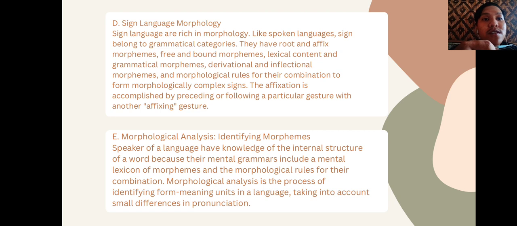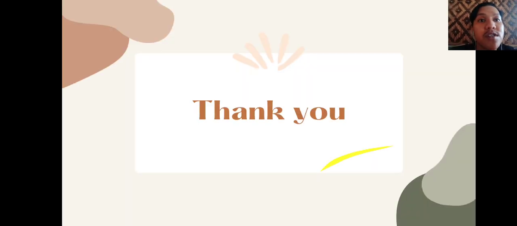Morphological analysis: identifying morphemes. Speakers of a language have knowledge of the internal structure of words because their mental grammars include a mental lexicon of morphemes and their morphological rules of word combination. Morphological analysis is the process of identifying the meaning units in a language, taking into account small differences in pronunciation.